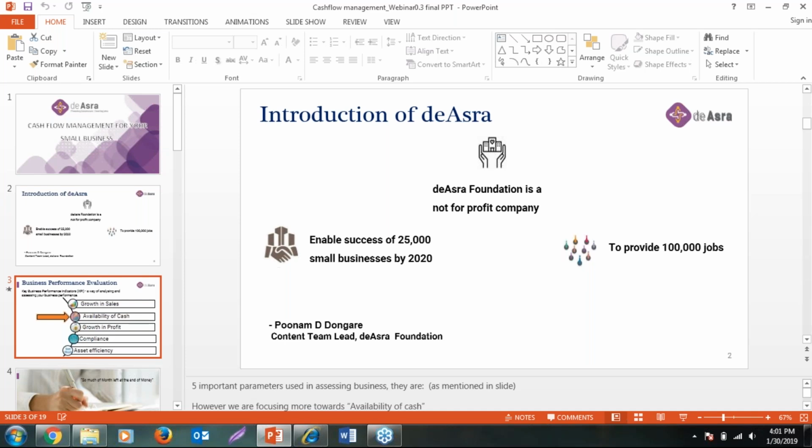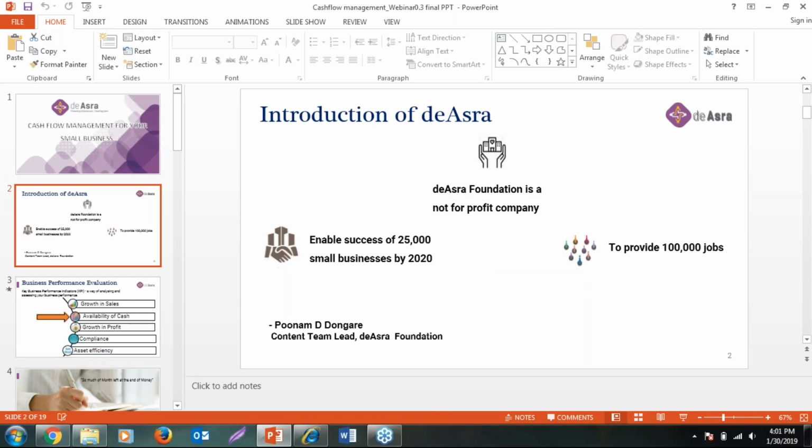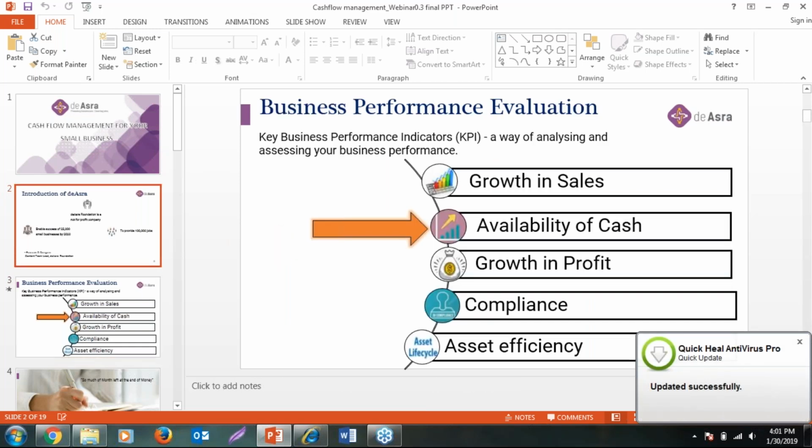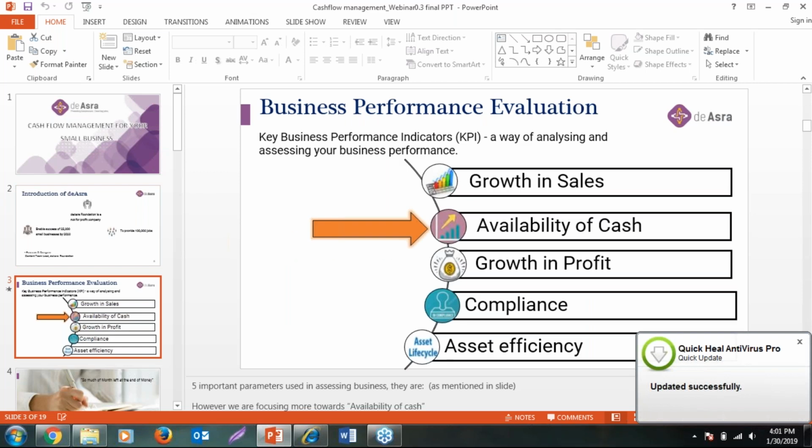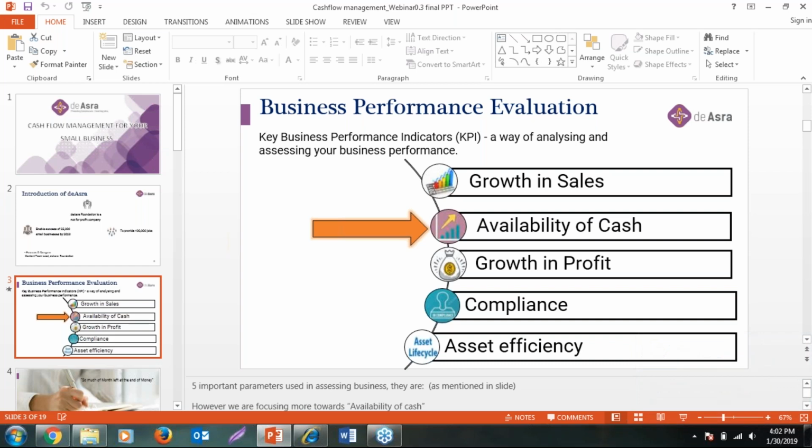So going forward, let's have a look at what cash flow management is and how it works for our businesses. The term cash flow management, what do you think, people? Where has this been derived from, or what is the importance of cash flow? Is it really important? The answer is yes, it is. The term cash flow management is vast and it is important.